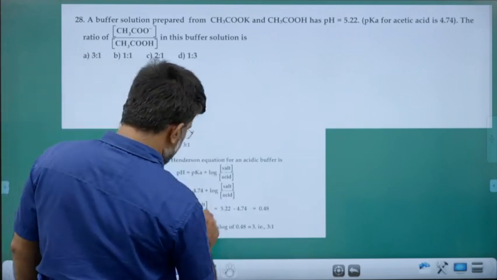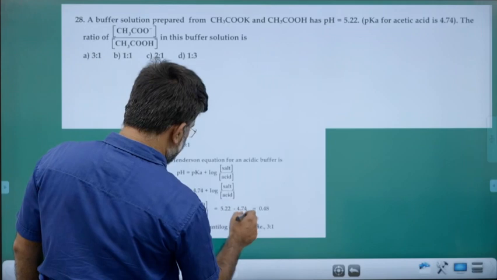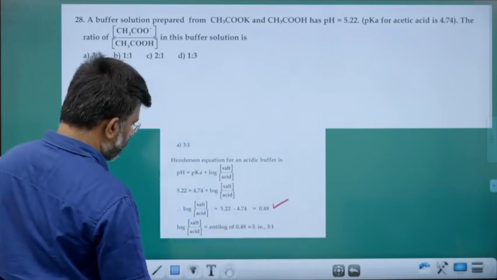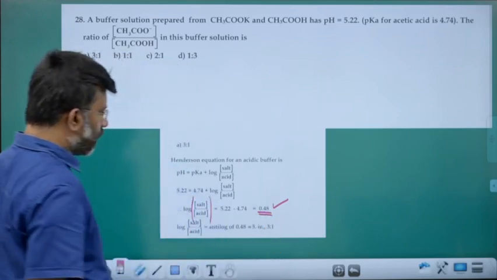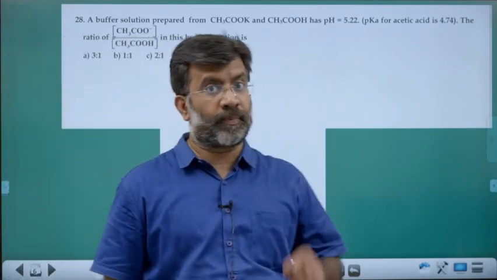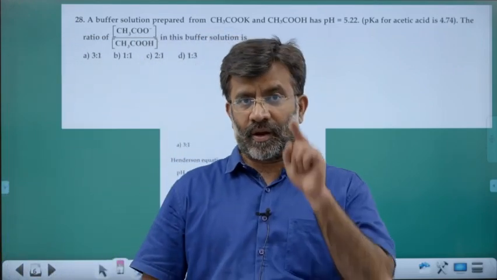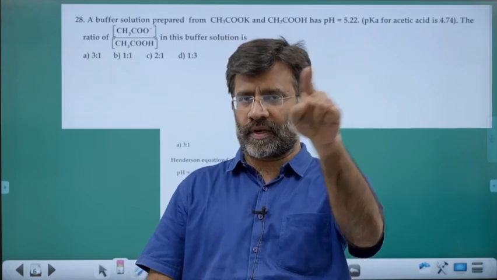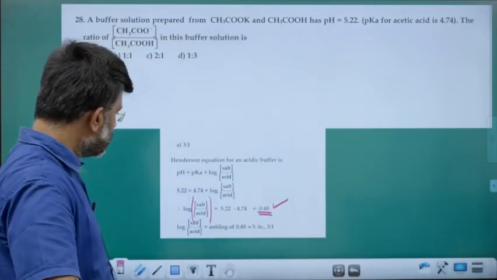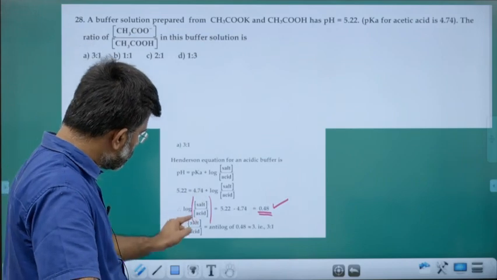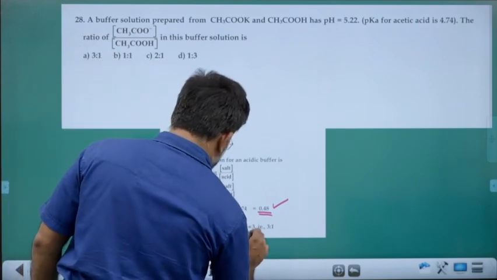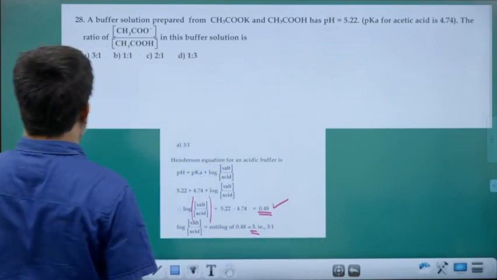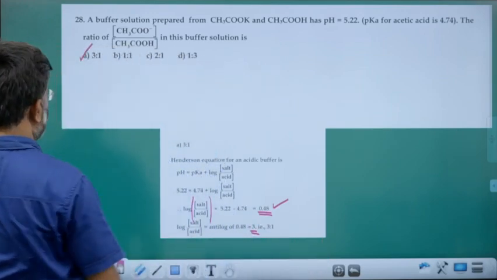See that log salt by acid will be 5.22 minus 4.48. So what data are you getting? Log of what? You are getting 0.48. You know log 3 is 0.477. You have learnt. So it is log 3. This must be 3. So approximately this data should be 3. So it is 3:1. Option A.